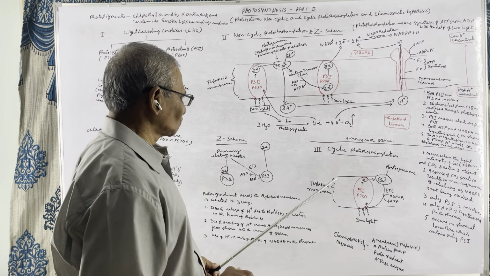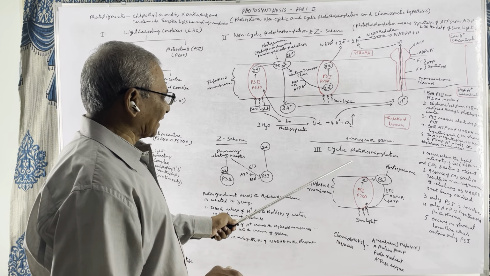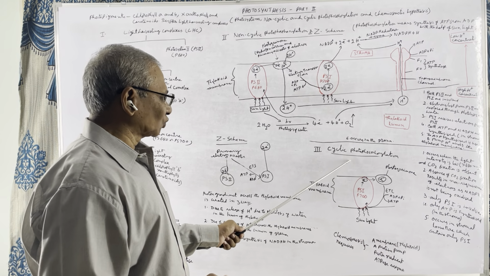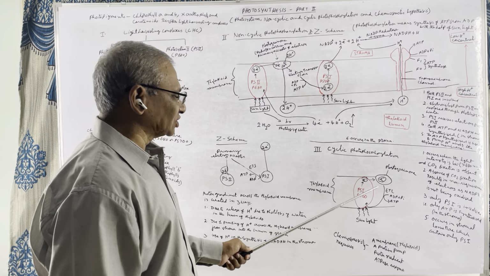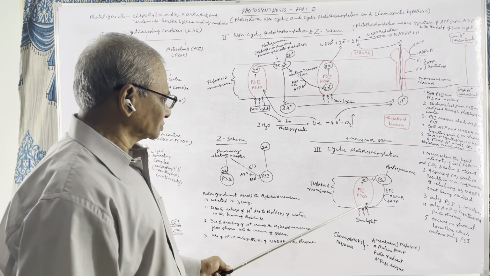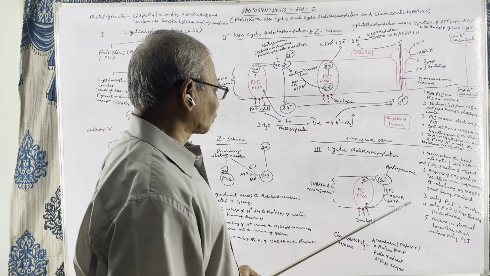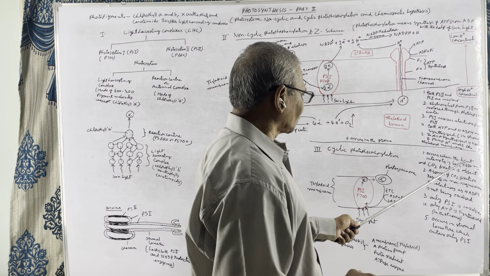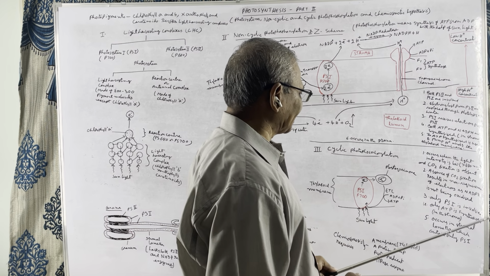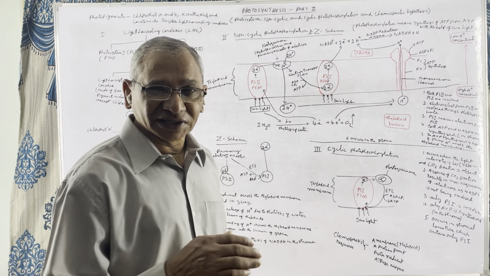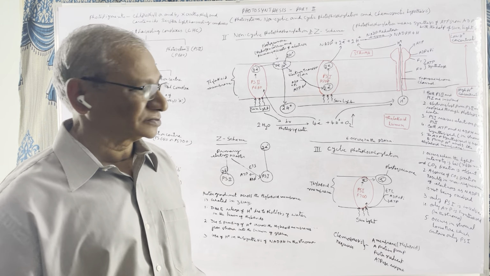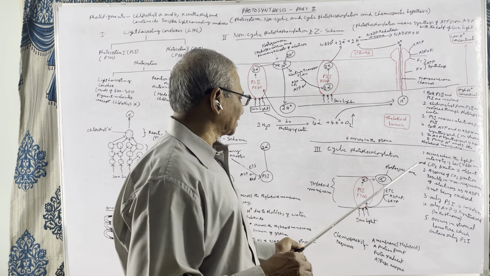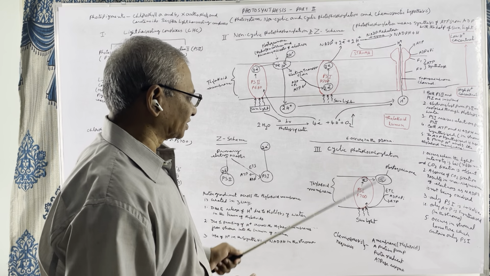Then, cyclic photophosphorylation. In cyclic photophosphorylation, only PS1 is involved. This cyclic photophosphorylation takes place when the light intensity is low, that is more than 680 nanometers. As the wavelength increases, the intensity of light decreases. So, when the wavelength of the light is more than 680 nanometers, this cyclic photophosphorylation takes place.